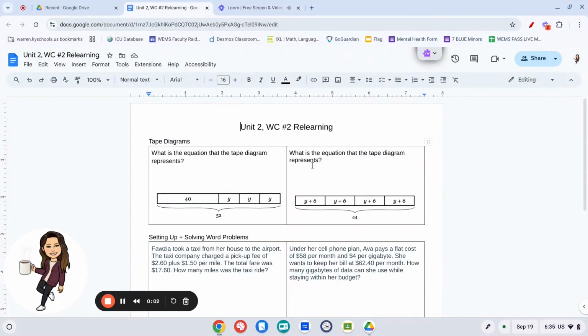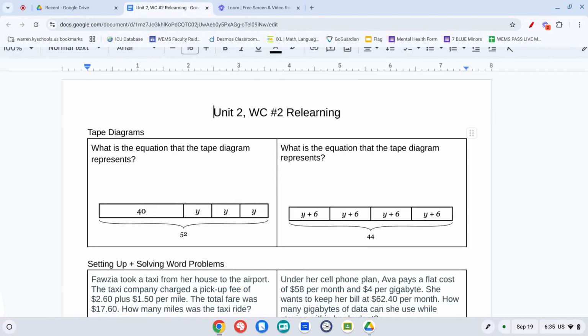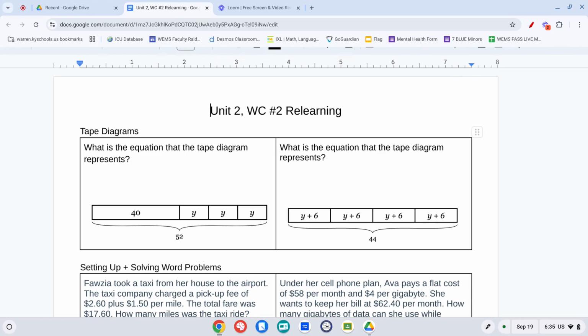All right, everybody, this is the Unit 2, Week Check 2, Relearning. The first thing that you need to know from this week is just how to match a tape diagram to an equation. And the biggest thing you're looking for there is, are you looking at individual pieces or are you looking at groups of the same thing? Literally, if you look at the tape diagram, whatever you see is the equation.